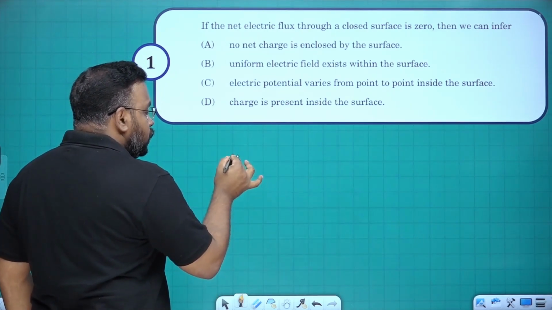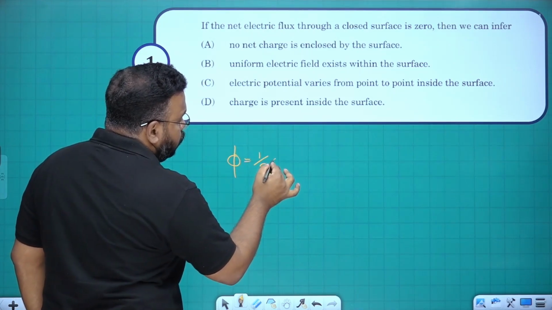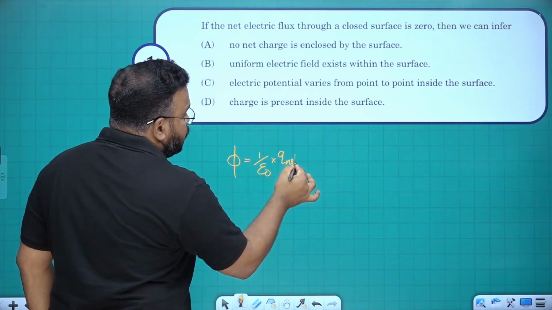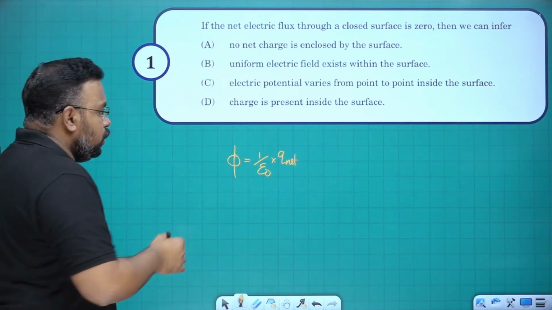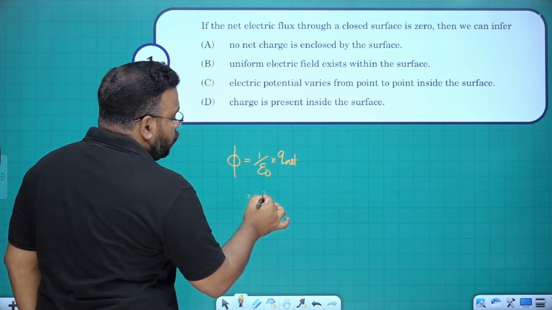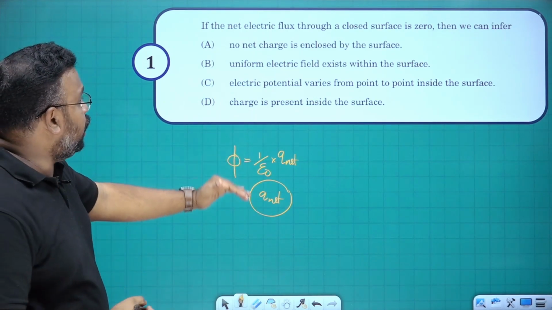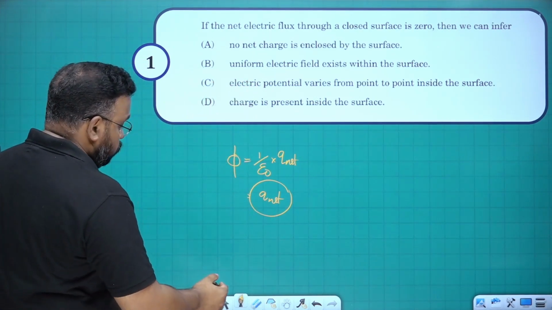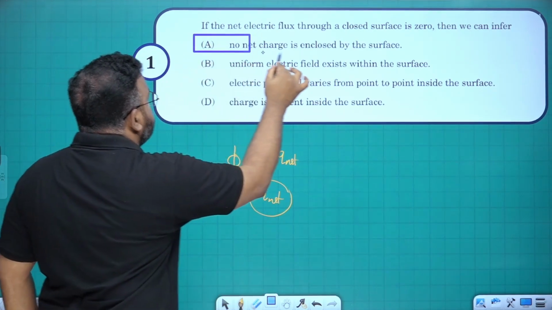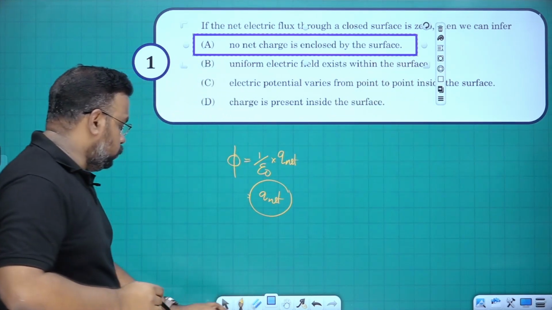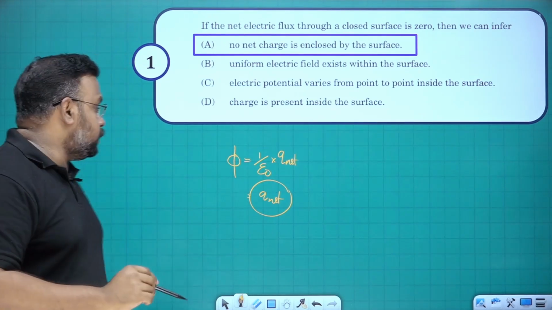You know that according to Gauss theorem, net electric flux phi is equal to 1 by epsilon naught into Q net, where Q net is the net charge enclosed. It is given that the net electric flux is 0. So phi is 0 means Q net should be 0. So what is the condition for the flux to be 0? The net charge enclosed by the surface should be 0. That means you can clearly see that is our first option. So A is the right answer for this question. Very simple question based on Gauss theorem, chapter 1, electric charges and fields.